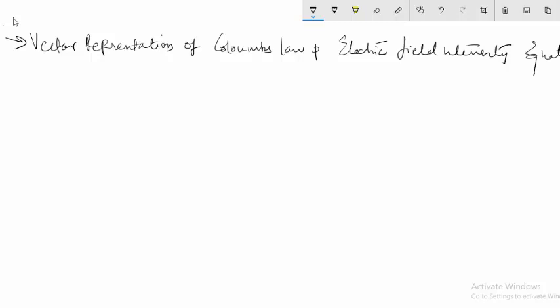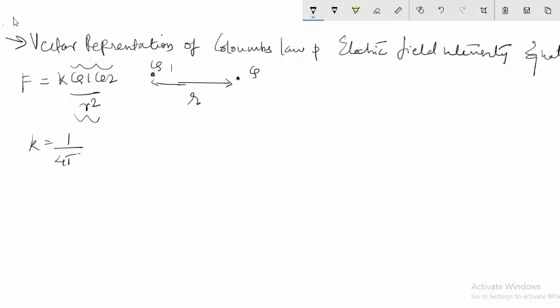So Coulomb's law is a universal law which says that F is equal to K Q1 Q2 divided by R square. The force between two point charges, Q1 and Q2, separated by a distance of R, is directly proportional to the charges and inversely proportional to the square of the distance. And K is equal to 1 upon 4 pi epsilon naught.